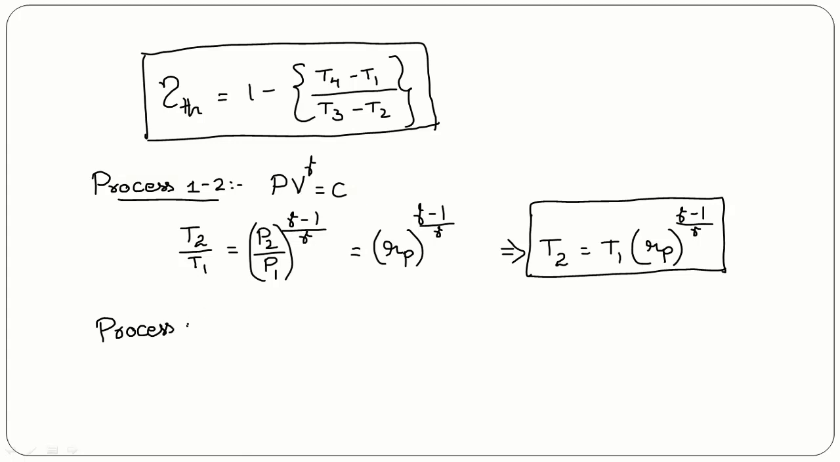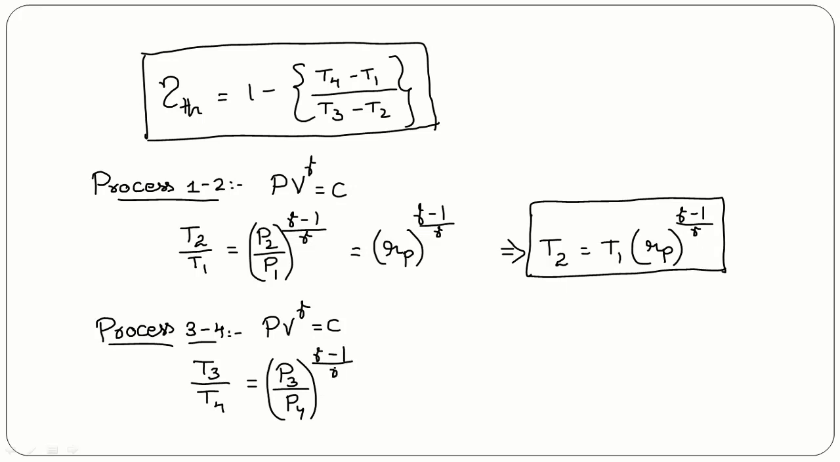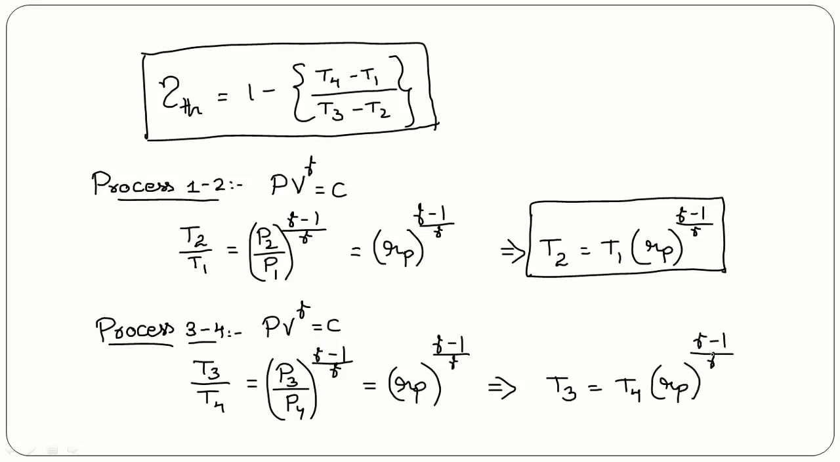Now let us go for process 3 to 4. Process 3 to 4 is isentropic expansion, so this also obeys PV^gamma equal to constant. So from this we can write T3 by T4 is equal to (P3 by P4) to the power (gamma minus 1) by gamma. So P3 by P4 is nothing but Rp to the power (gamma minus 1) by gamma. Now from this we can write T3 is equal to T4 into Rp to the power (gamma minus 1) by gamma. So this is the value of T3 here.